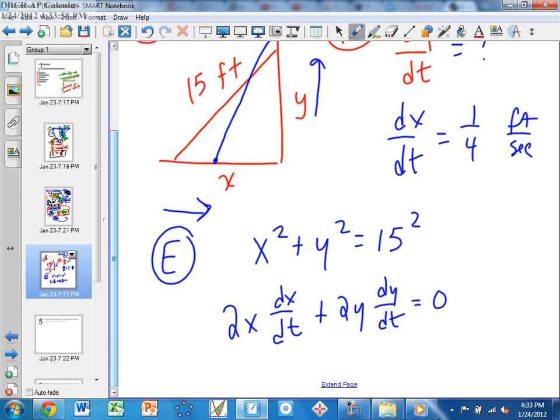Why do I have a 0 there? Good, a constant. It doesn't matter that it's 15 squared. 15 squared is 225. The derivative of 225 is 0. Either way, it's still 0.